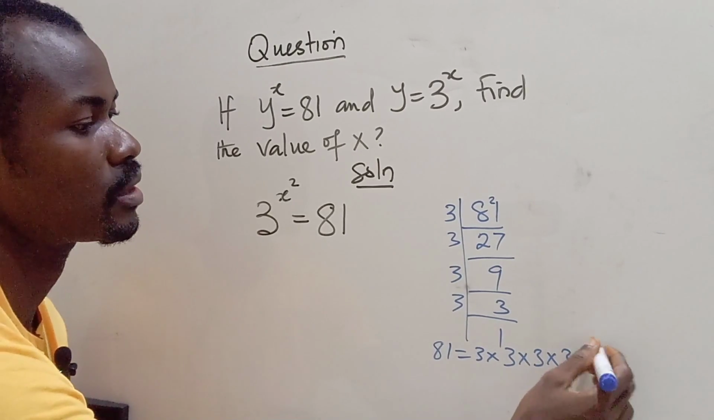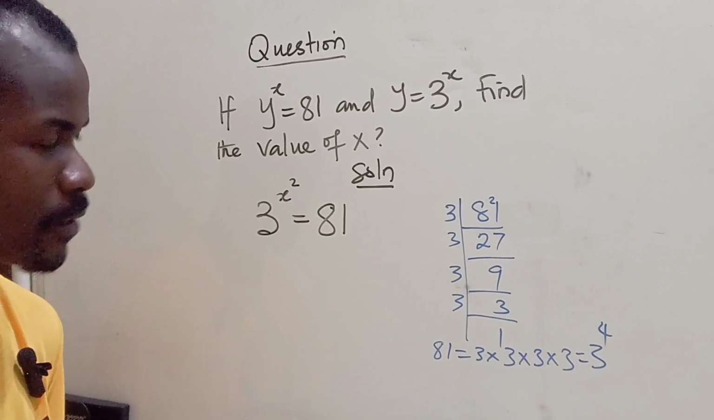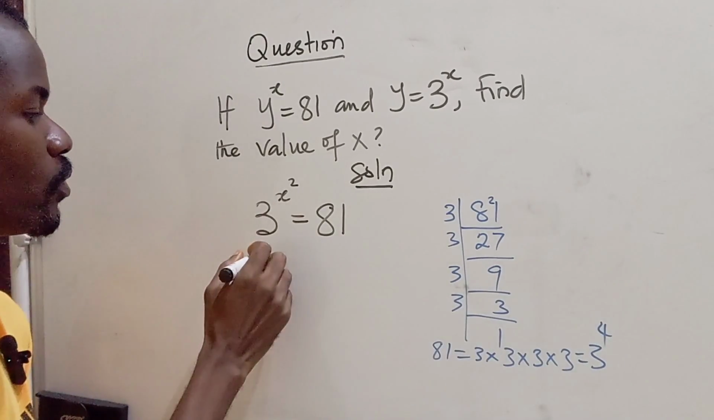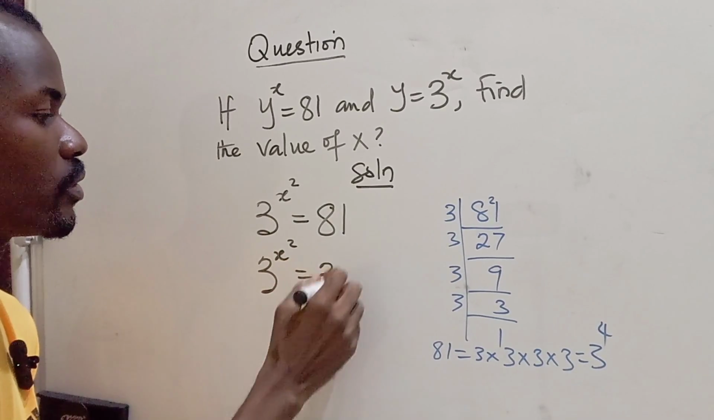Which is 3 raised to the power of 4. So we are going to substitute 81 as 3 raised to the power of 4. So we have 3 raised to the power x squared is equal to 3 raised to the power 4.